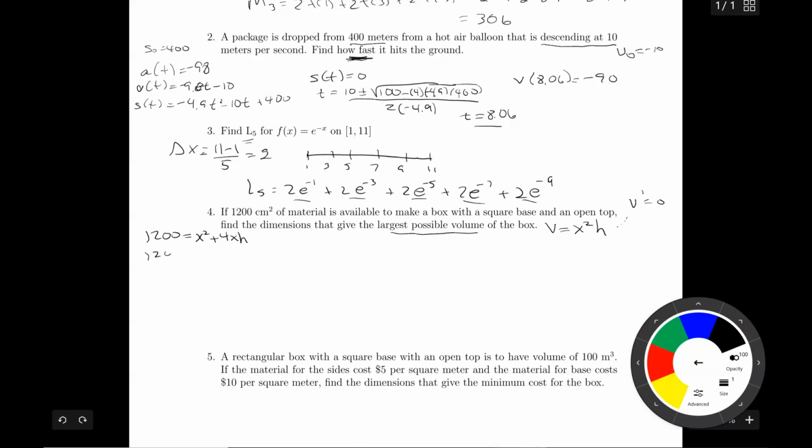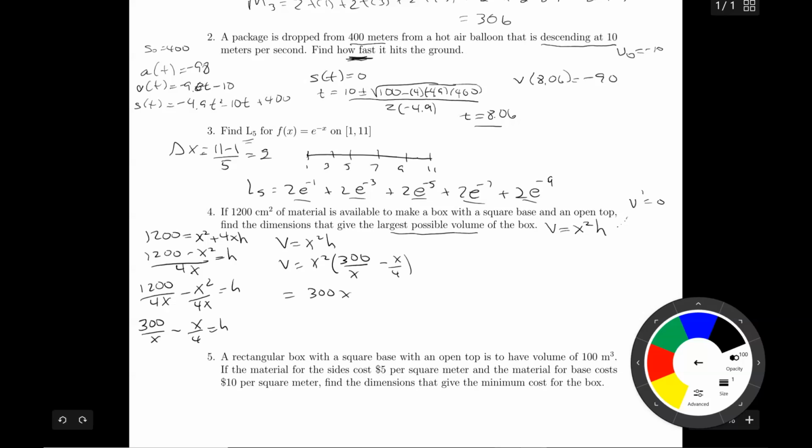So I want to solve for h. And I would clean this up before I put it in the other equation to take the derivative. X squared over 4x. So I get 300 over x minus x over 4 is equal to h. So I'm substituting it into here. So let me bring it here. So volume is x squared, 300 over x minus x over 4. So I get 300x minus 1/4 x cubed.